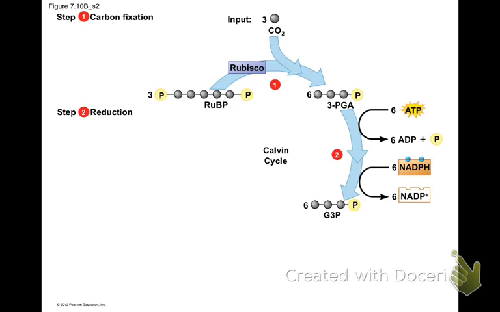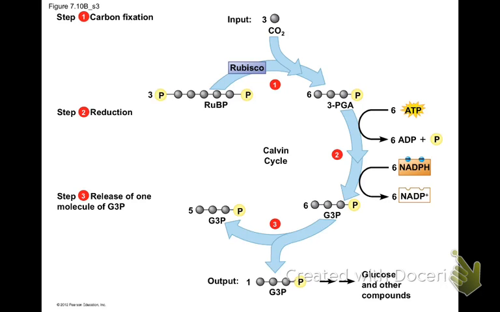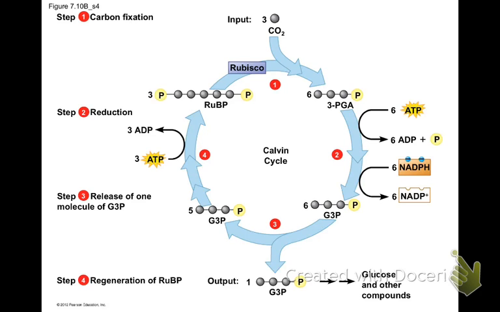So if you notice, it is 6 molecules of 3PGA, which is then restructured to give me 6 molecules of G3P, of which 1 goes out and can be used to make glucose or other compounds, and the 5 of them are restructured back into the RuBP to take another round of the next set.